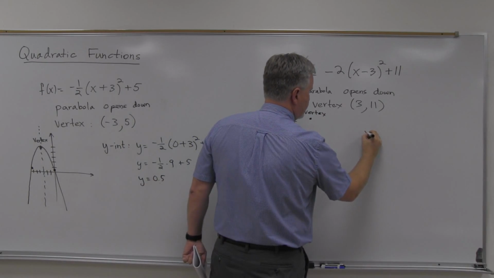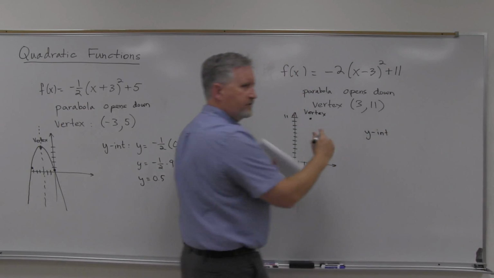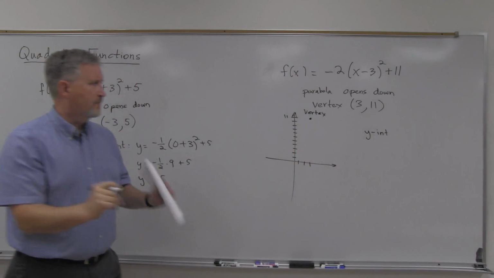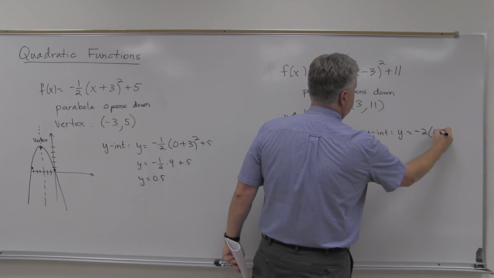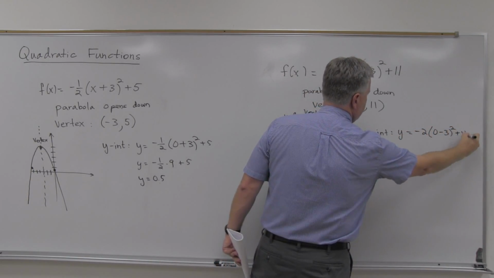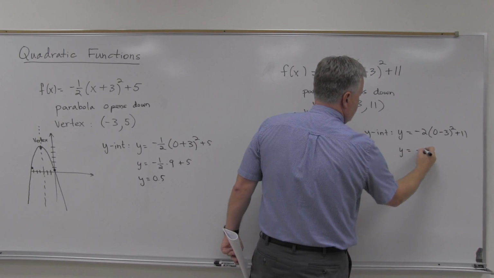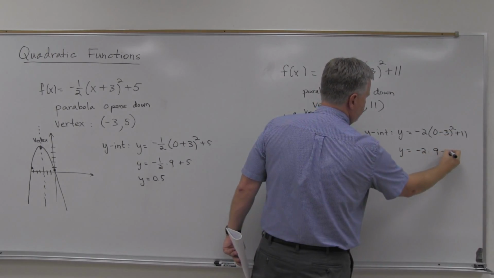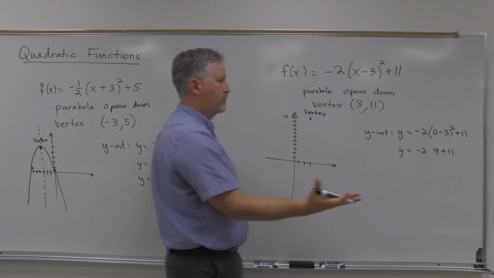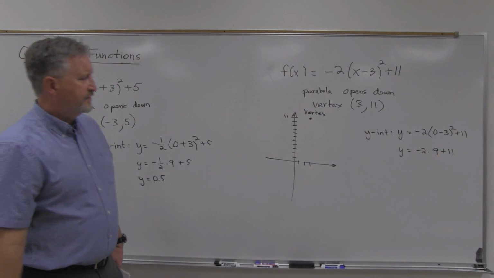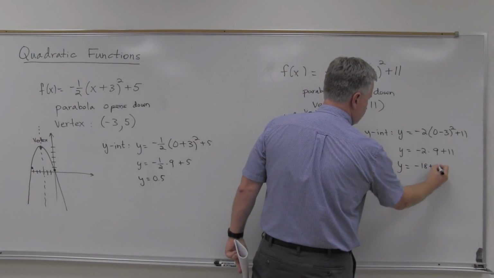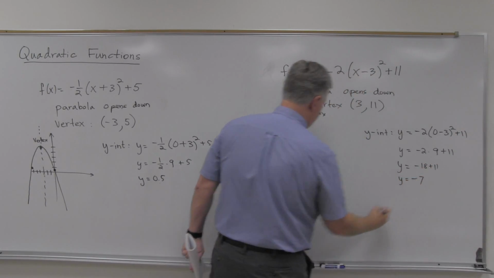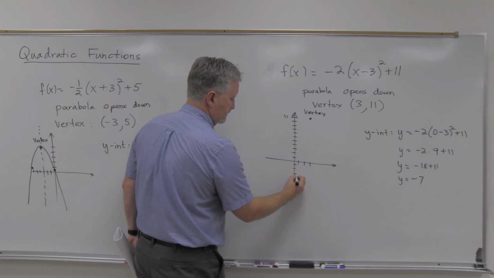All right, to get the width right, let's do the y-intercept. So that would be y equals negative 2 times 0 minus 3 squared plus 11. Well, that's going to be negative 2 times 9 plus 11. Negative 3, but it's squared, so it'll be positive 9. That's going to be negative 18 plus 11, negative 7. Y-intercept is negative 7, so it's way down here.